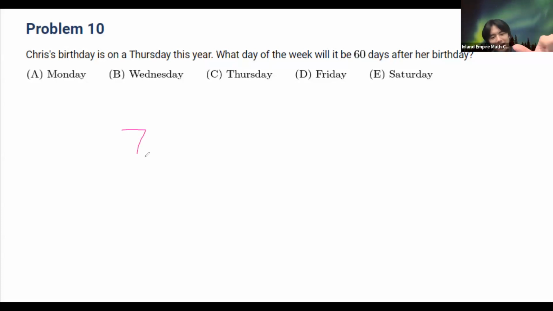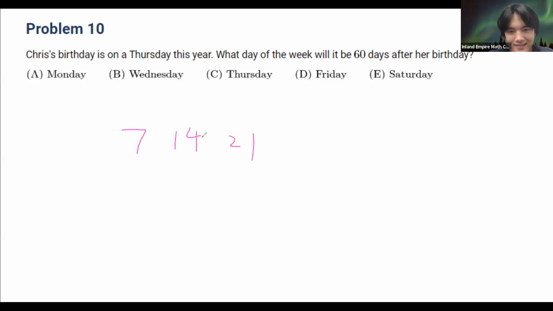Because 1 day after is Friday, 2 days after is Saturday, 3 days after is Sunday, 4 days after is Monday, 5 days after is Tuesday, 6 days after is Wednesday, and 7 days after is another Thursday, right? But that means 14 days after Thursday is another Thursday.